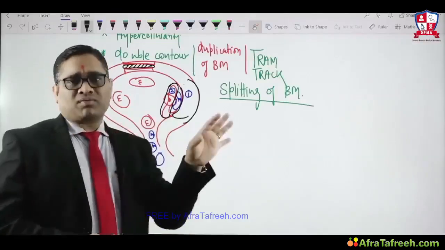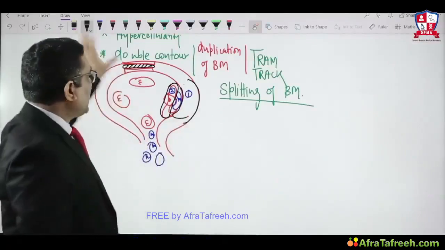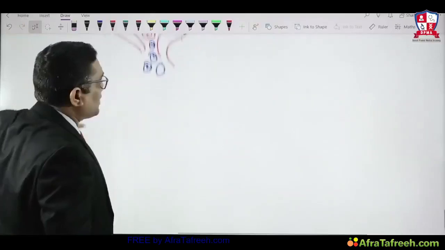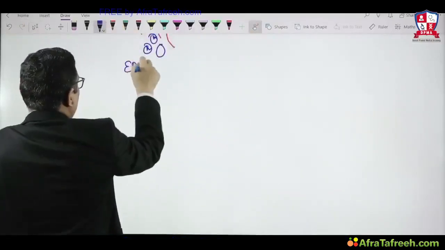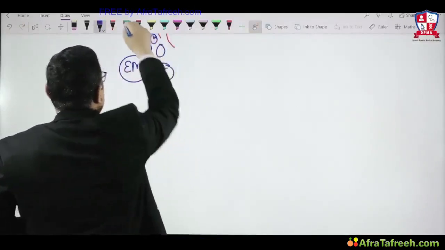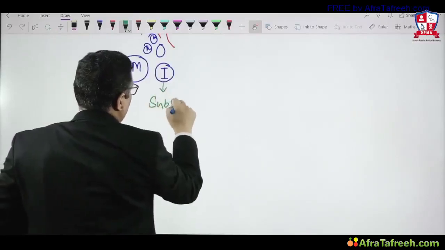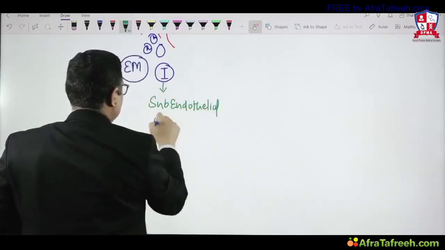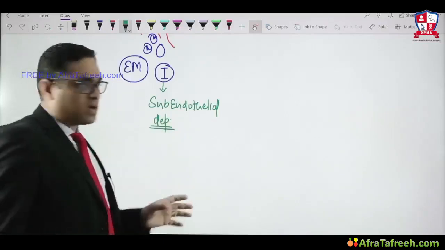This will be seen in all of MPGN 1, 2, 3: double contour, duplication, tram track appearance, right? What is the difference? You will see on electron microscopy. On electron microscopy, when you are seeing MPGN type 1, you will notice they are having subendothelial deposits. So subendothelial deposits will be seen in case of MPGN type 1.